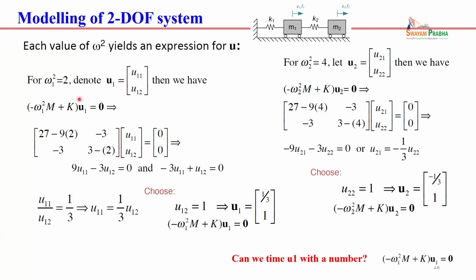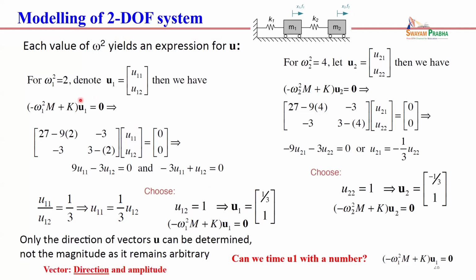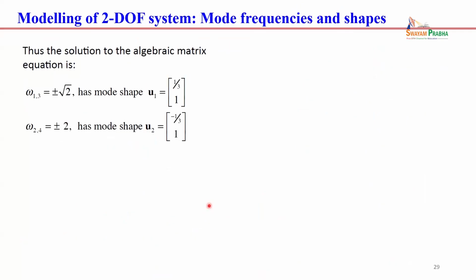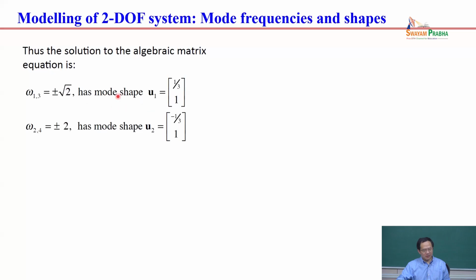Scaling still holds here, right? So a vector has direction and amplitude, right? So for this eigenvalue, eigenvector, the direction matters, right? The amplitude can scale up, scale down. Okay. So what's the physical meaning? Okay, and in this system, this is called natural frequency, and that is called mode shape. What does mode shape mean?